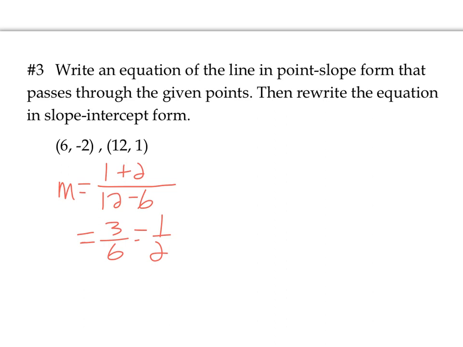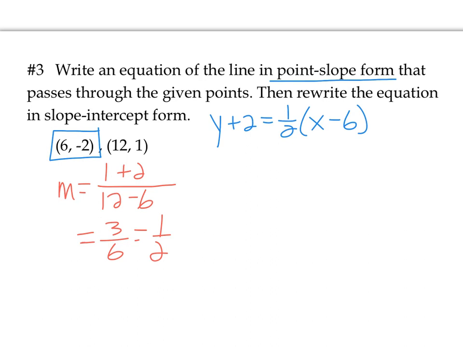And if we want to write the equation in point-slope form, okay, let's use this point first. We'd have y plus 2, because it's y minus negative 2, equals slope of 1/2, and then parentheses x minus 6. Right. And now if we use this point, we're going to get y minus 1 equals 1/2, still the slope, x minus 12.